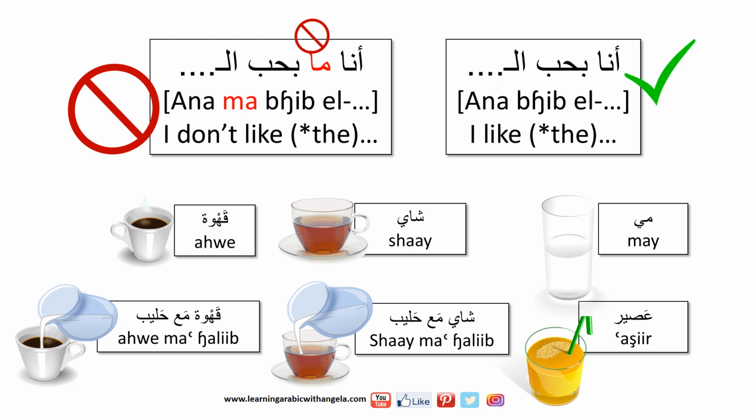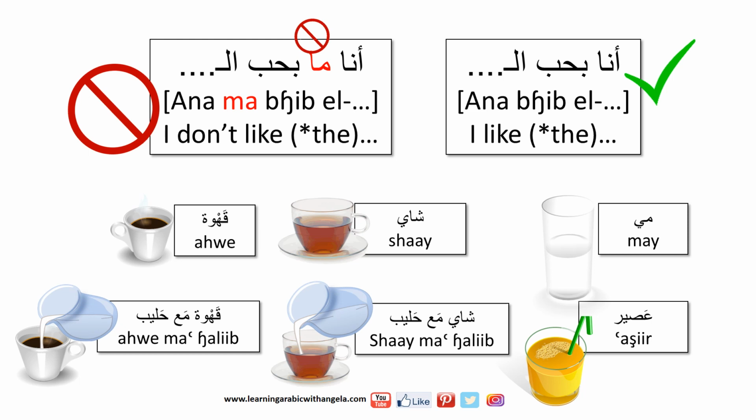How to say I like something and I don't like something. أنا بحب or أنا ما بحب. So أنا بحب, we have to use the definite article. I like something. أنا ما بحب, I don't like something. So أنا بحب المي, I like water. وأنا بحب العصير, I like juice. أنا ما بحب القهوة, I don't like coffee. Another example, I like tea, I don't like coffee. أنا بحب الشاي, أنا ما بحب القهوة.